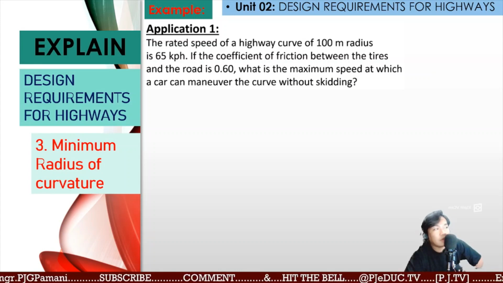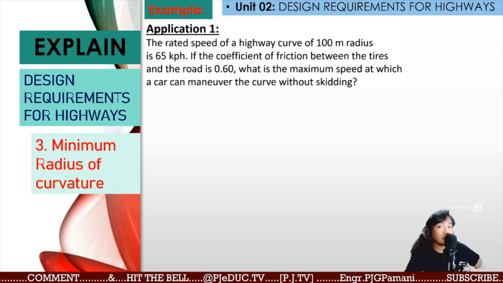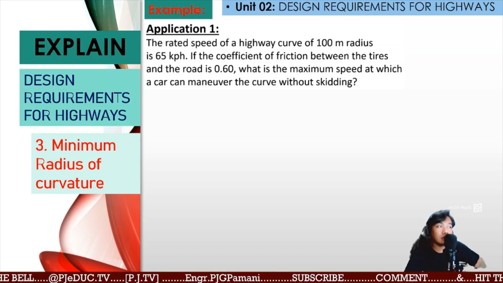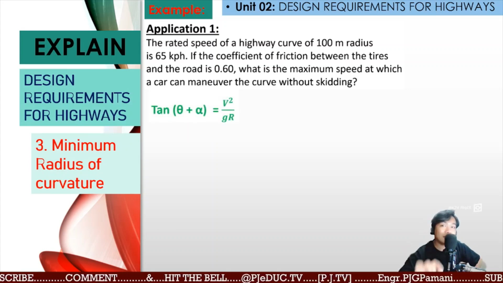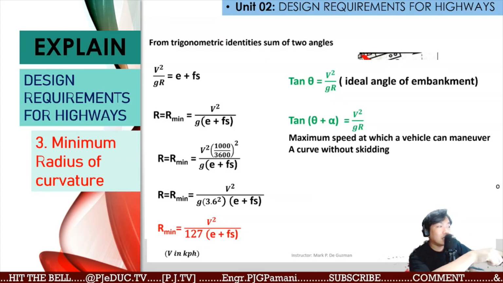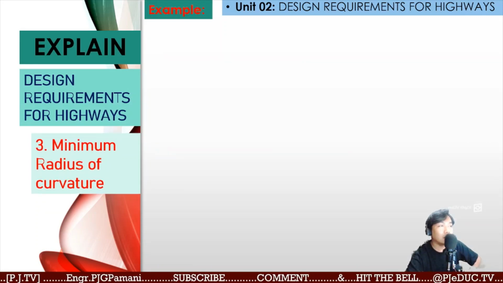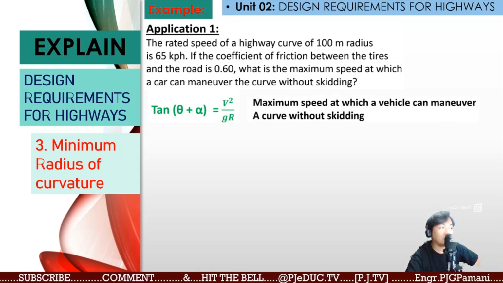The rated speed of a highway curve of 100-meter radius is 65 kilometers per hour. If the coefficient of friction between the tires and the road is 0.60, what is now the maximum speed at which a car can maneuver the curve without skidding? So, without skidding, remember the formula from earlier. Without skidding is tangent theta plus alpha equals V squared over GR.